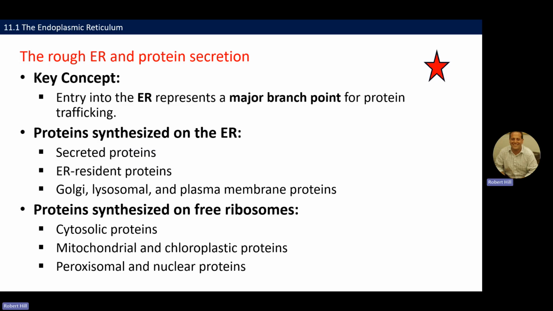All right, this is an important concept because as we go through all the different methods of what are called co-translational pathways, you want to keep this in mind. We're going to mostly be talking about the proteins that are synthesized on the ER.